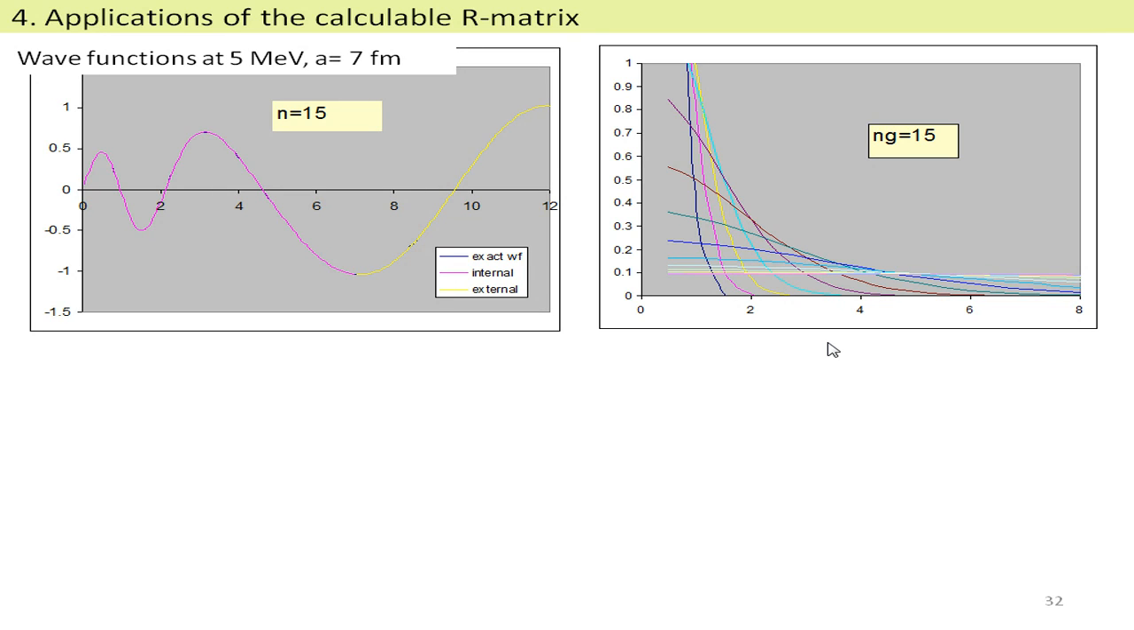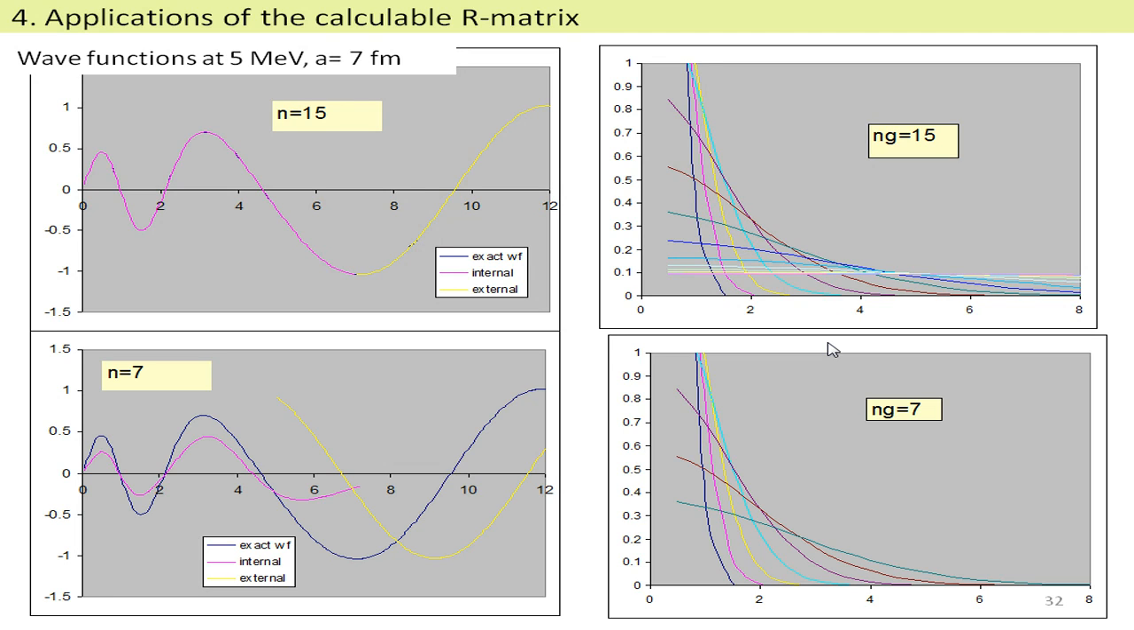So this is for 15. And now if you repeat the calculation for 7, this is more interesting. You have here again the blue wave function, which is the exact, the pink is the internal, and the yellow the external. And you see, of course, they don't match the exact solution. Also, if you look at the matching point here, 7 Fermis, the wave function is continuous because this is imposed by the R-matrix. But you can see that the derivative is not continuous. There is a strong crossing.